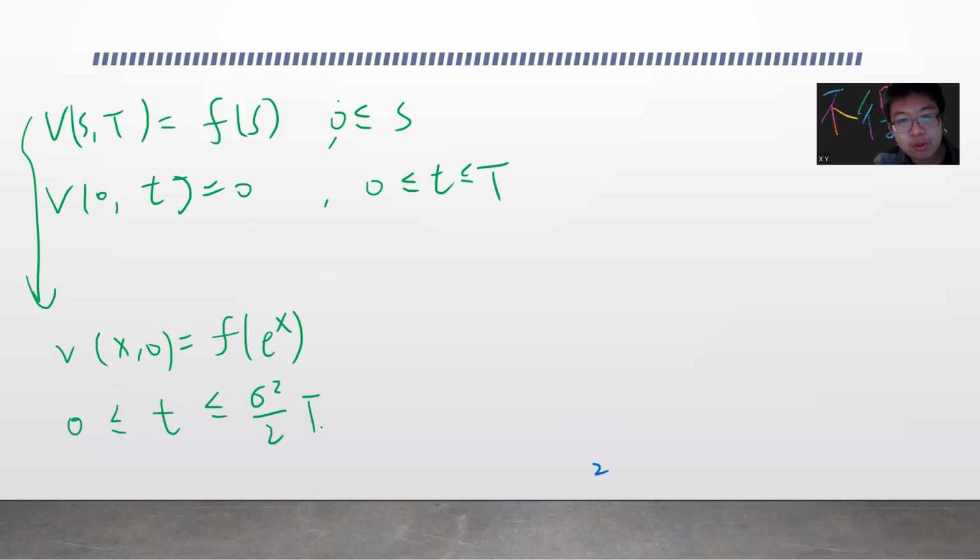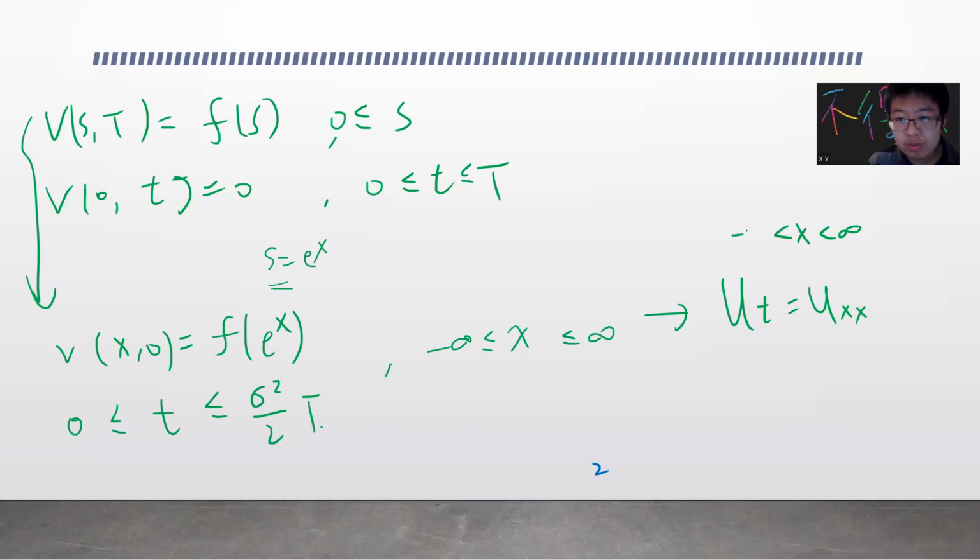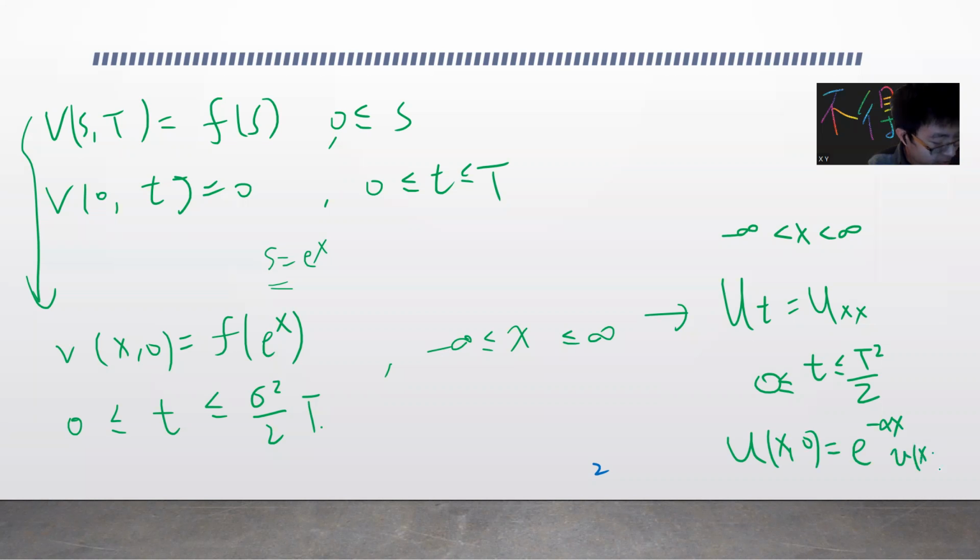In this case, your original S needs to be equal to 0, but your x can be negative infinity to infinity, because your S can be arbitrarily small when you take S to be exponential x. So x can be plus or minus infinity. After the final transformation, you get this. Now your x is negative infinity to infinity, and your t is still sigma squared t divided by 2, less than 0, and your u_x(0) will be exponential negative alpha x, v_x(0) basically is negative alpha x f of exponential x. So basically these are all final conditions.